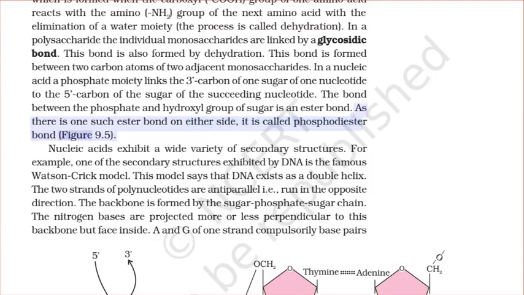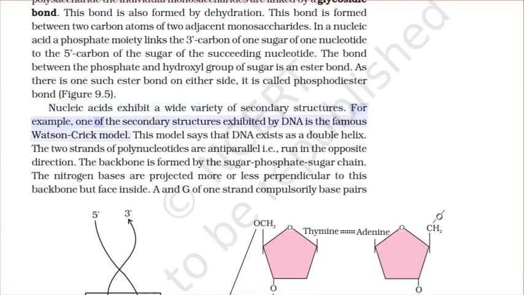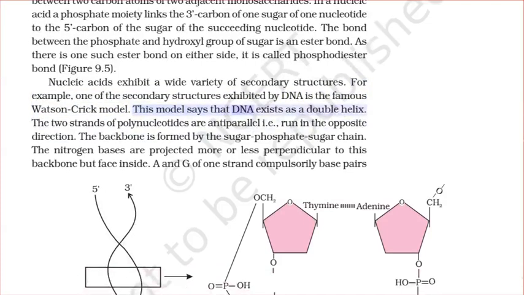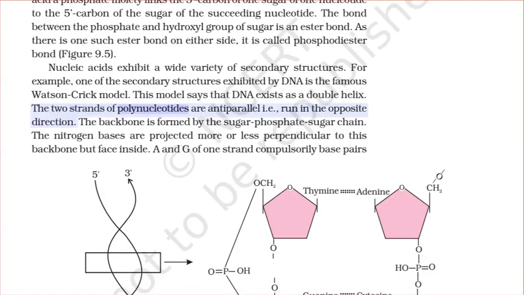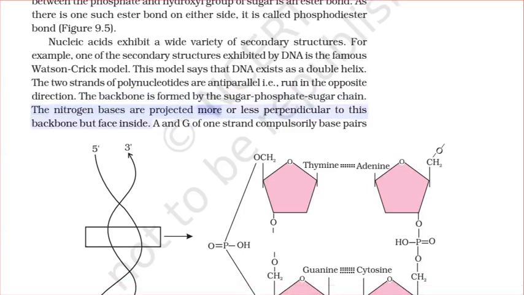Nucleic acids exhibit a wide variety of secondary structures. For example, one of the secondary structures exhibited by DNA is the famous Watson-Crick model. This model says that DNA exists as a double helix. The two strands of polynucleotides are antiparallel, i.e., run in the opposite direction. The backbone is formed by the sugar-phosphate-sugar chain. The nitrogen bases are projected more or less perpendicular to this backbone but face inside.